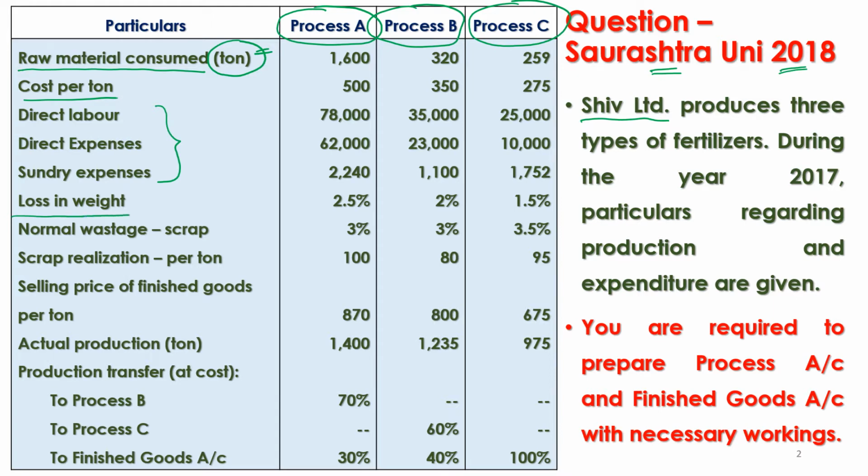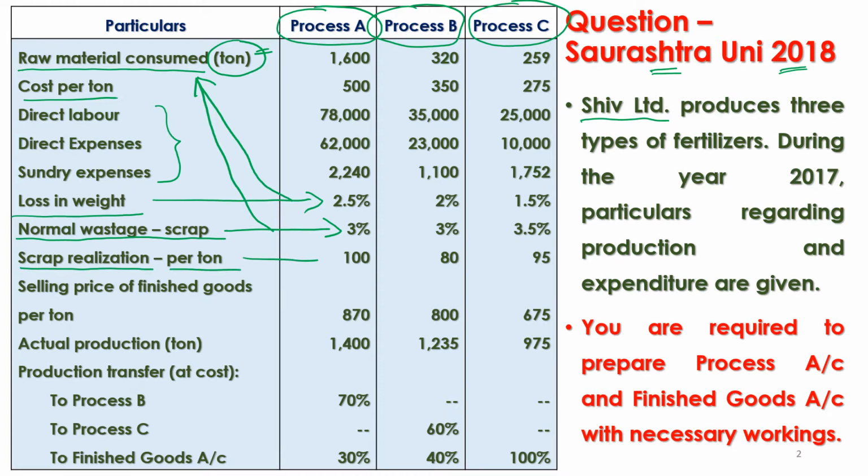After that, loss in weight is given. This information is in percentage and this percentage is applicable on raw material introduced in each process. Same way normal wastage as a scrap is given also in percentage and that is also applicable on raw material introduced in each process. After that, scrap realization value per ton is given in rupees.